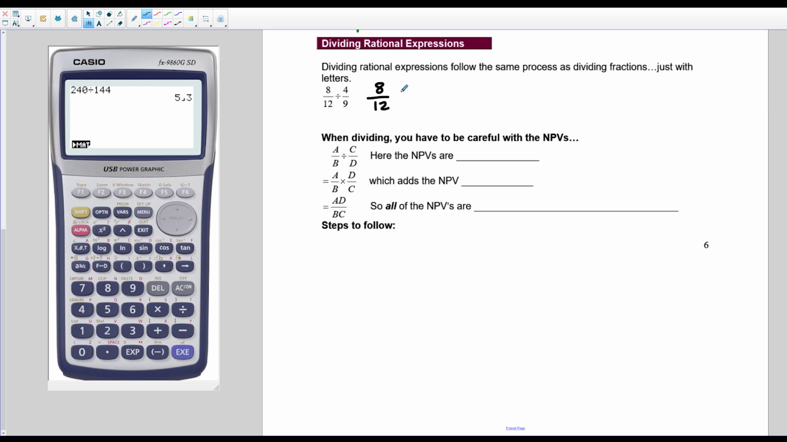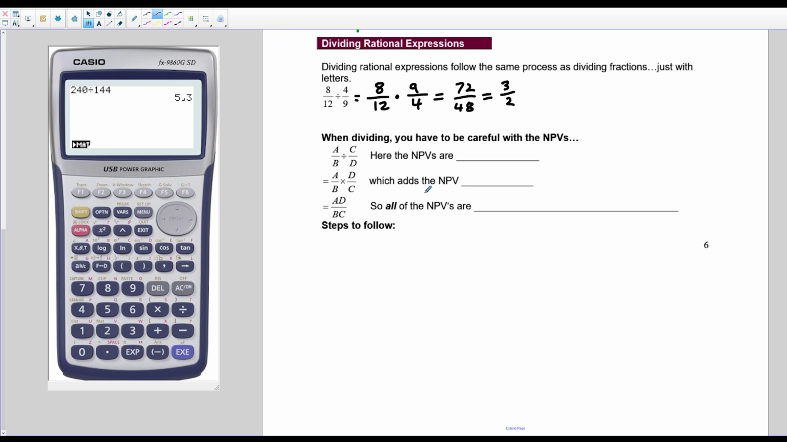We're going to change this division sign into multiplication. And we're going to flip our fraction. We're going to change the numerator with the denominator. And now this is being multiplied by 9 over 4. So for us, this now gives us 72, because 8 times 9 gives us 72, and 72 over 48 is the fraction we end up with. We can divide both the top and the bottom by 24, and we end up with 3 over 2.